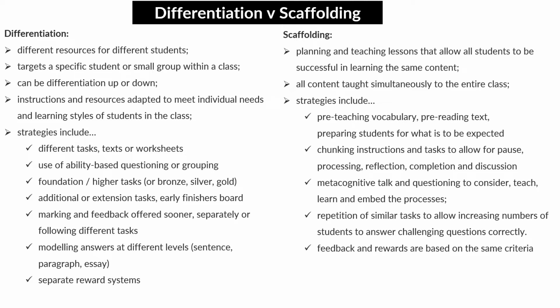simultaneously to the content. The process and the ability to repeat it in lots of different contexts is arguably equally important as the actual content itself. There's likely to be repetition of similar tasks in order to allow increasing numbers of students to answer challenging questions correctly. You might even repeat the same content looking for different outcomes from the same students. And feedback and rewards are based on the same criteria.